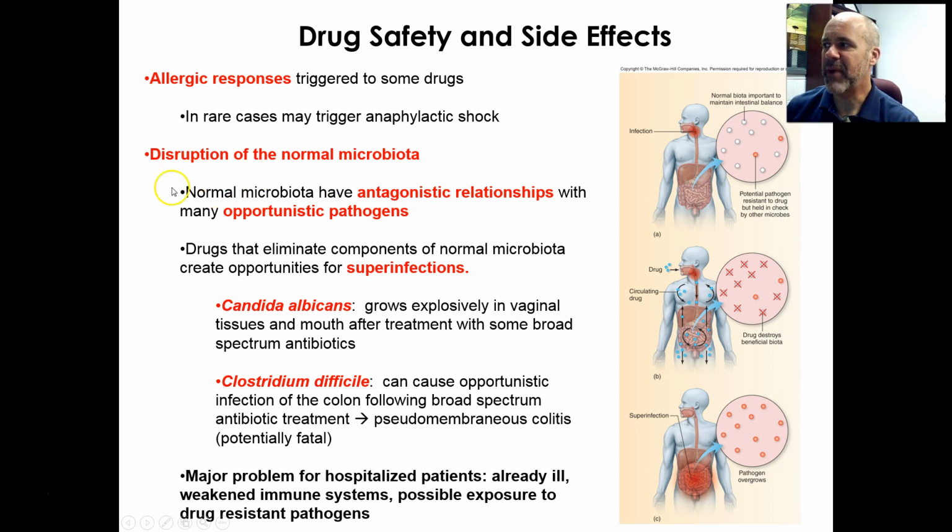Disruption of the normal microbiota. There's a little diagram over here from your textbook, which is showing you in kind of an artificial way how this occurs. So take a look at that in your textbook, but I just explained it a couple of seconds ago. Like we were talking about, your normal microbes have antagonistic relationships with many opportunistic pathogens. So Clostridium difficile, for example, that's not normally going to cause a problem in a person with a healthy normal microbiota or a healthy immune system.